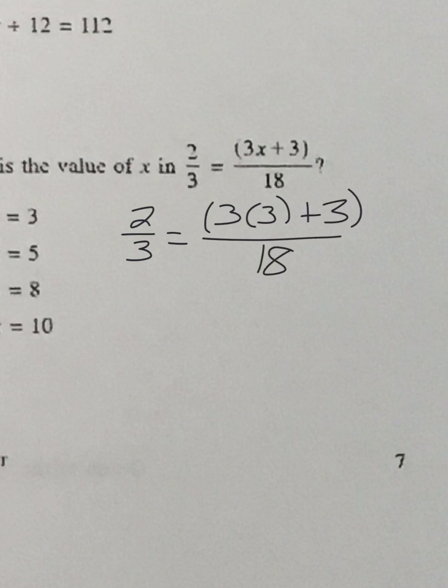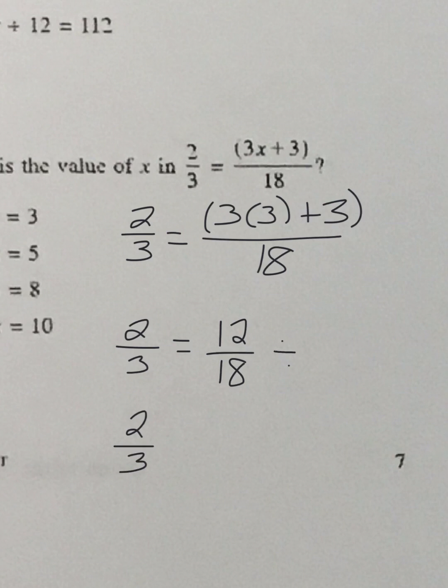What are the order of operations? What comes first? Parentheses. What's 3 times 3? 9. Plus 3? 12 over 18. What else can I do with that? Simplify. What can I divide both of those by? 6. Yeah, to get 2/3. So did it end up working out right away? 2/3 equals 2/3. So we got A. That's one way you can do it.